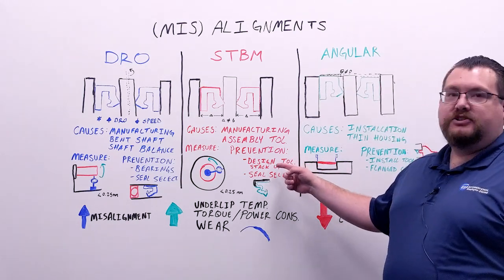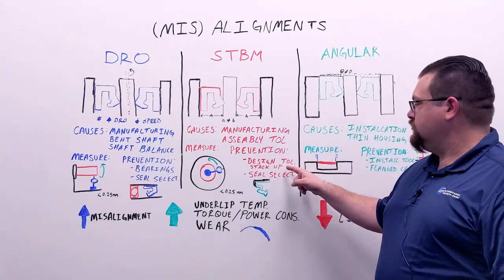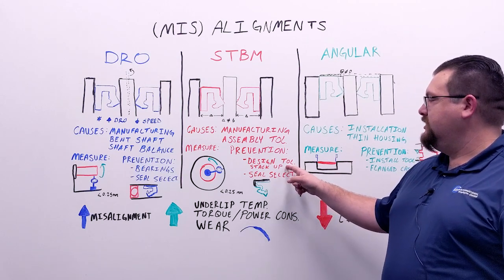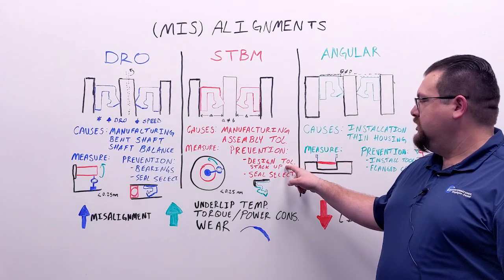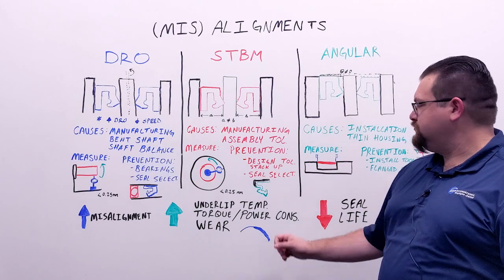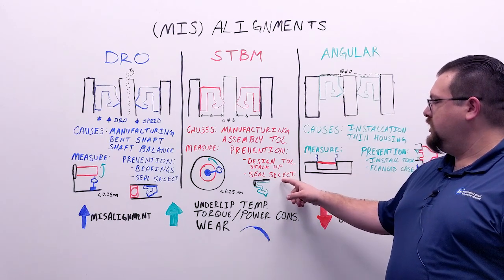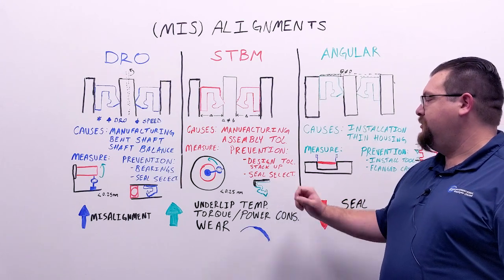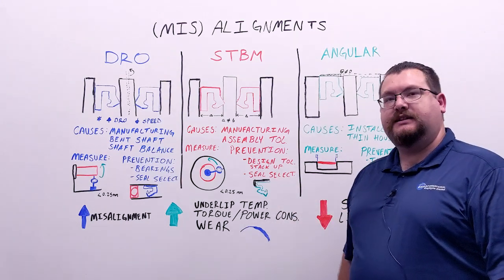So how can we prevent shaft to bore misalignment in our system? Well, this is heavily influenced by the actual design and the stack up of your assembly. So you want to keep that in mind when designing your system. Also, we can use certain seals, such as the convoluted lip, that can also help in this scenario.